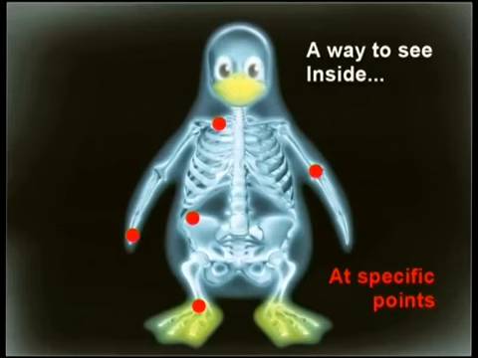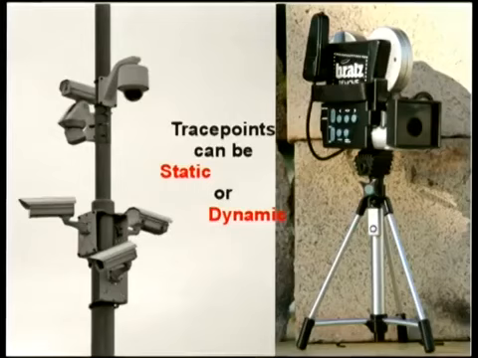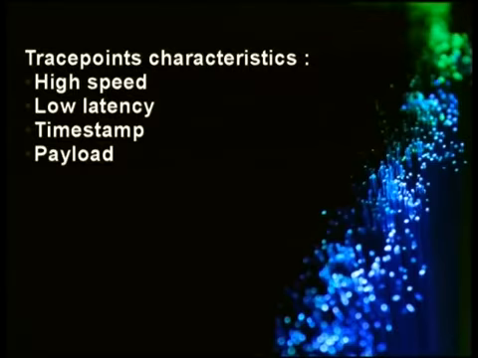So there are specific trace points in the kernel. They can be static or dynamic. Dynamic trace points are usually slower because you need to install them every time, and you need some special management, whereas static trace points are really fast calls that get the data you want out of the way quickly. Each trace point is high speed and has low latency. We usually get a timestamp, and we get some payload, some data you want to get out of your system.